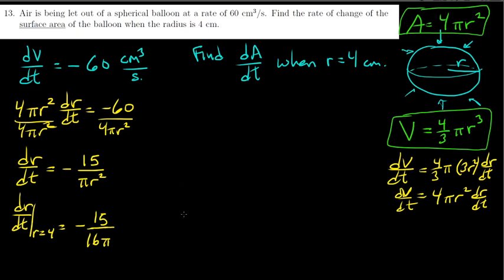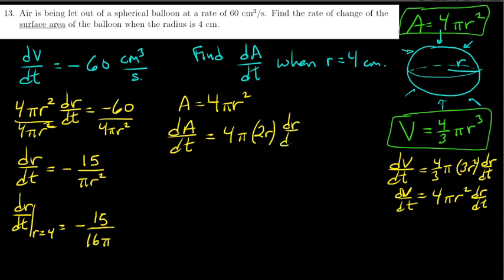Okay, but that wasn't the question, right? The question is to find the rate of change of the area. Well, if area is 4 pi r squared for a sphere, right? For a circle, it's just pi r squared. What's the derivative? So it's 4 pi, and then the derivative of r squared is 2r times the derivative of r. So this is 8 pi r times the derivative of r. So that's the rate of change of the area. That's what we're looking for.